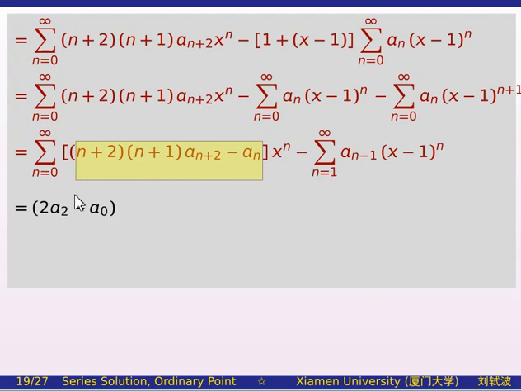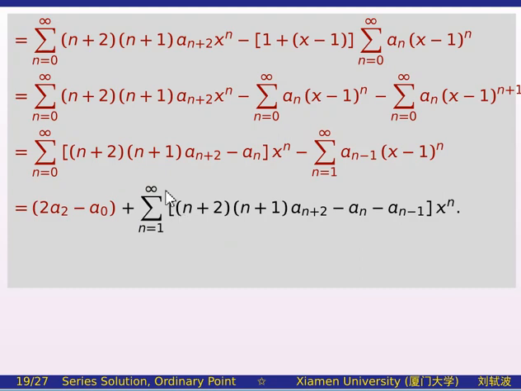This is the 2a2 minus a0 corresponding to the term for n equal to 0 in the first series. And then the first series, after taking the term corresponding to n equal to 0 aside, we have the sum from n equal to 1 to infinity. And then this can be combined with the second summation. That is, n from 1 to infinity, (n+2)(n+1)a_{n+2} minus a_n.